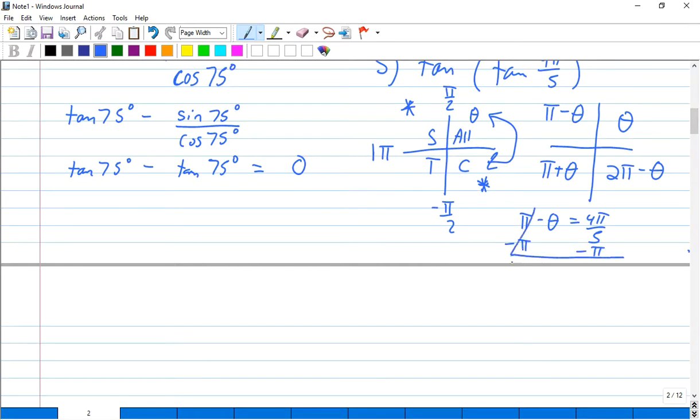Now here's where some students get stumped. You have to get a common denominator because this is 4/5 and this is -1. So 5 is my common denominator. -1 pi is the same as -5 pi over 5. So 4 pi over 5 minus 5 pi over 5 is -pi over 5. That's not my answer though because I have negative theta equals that. So divide both sides by -1 and you get theta equals pi over 5.